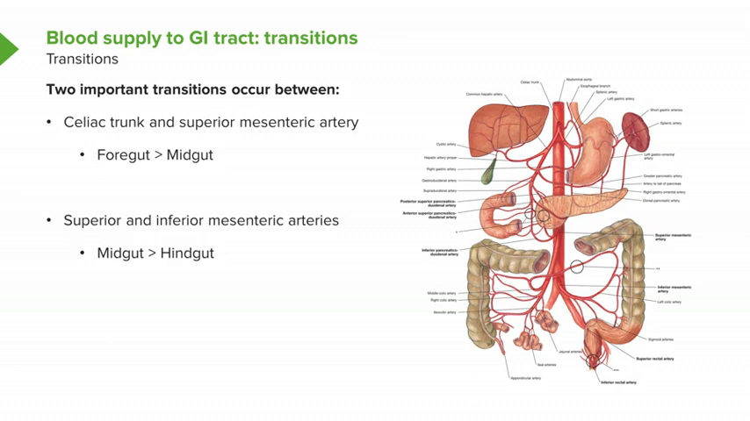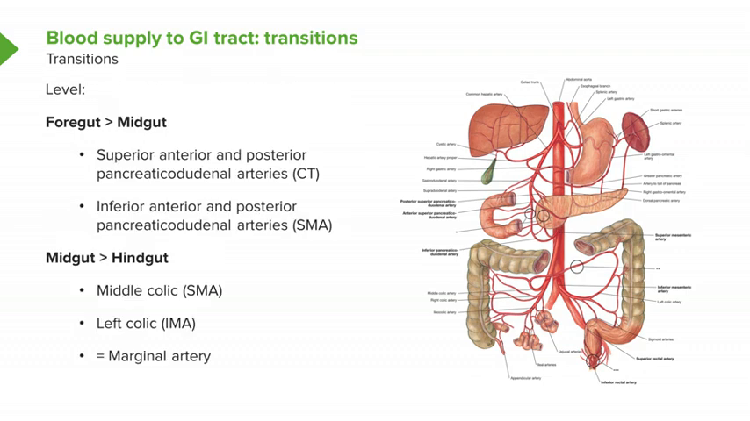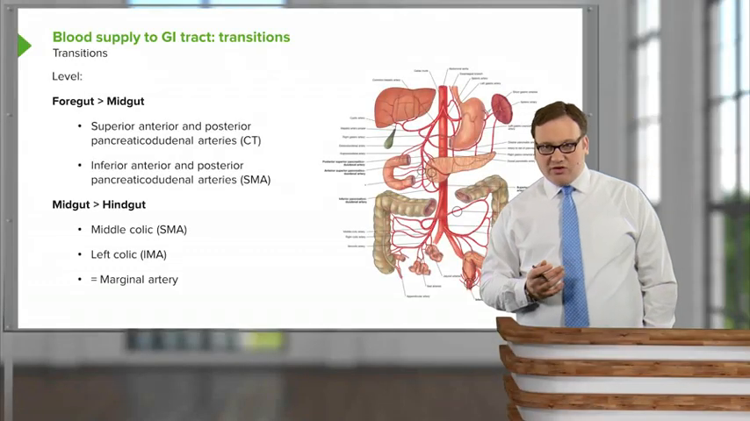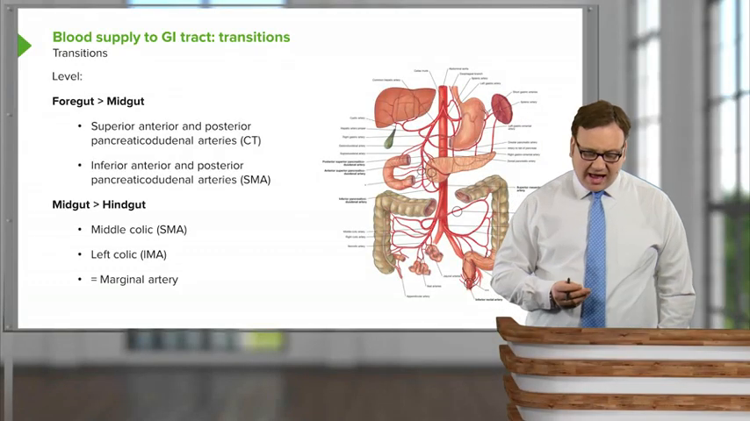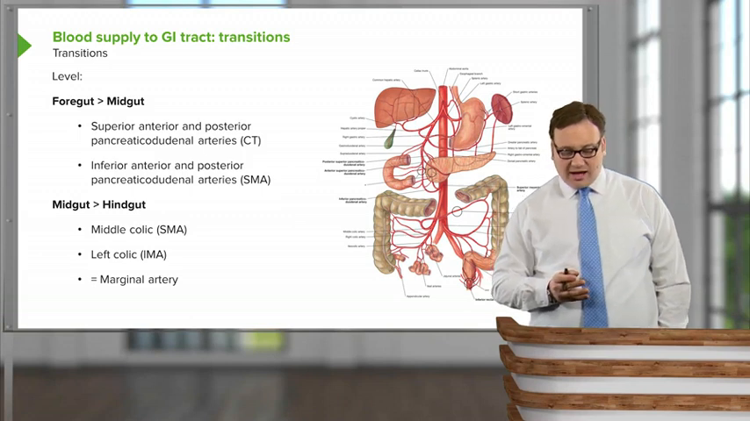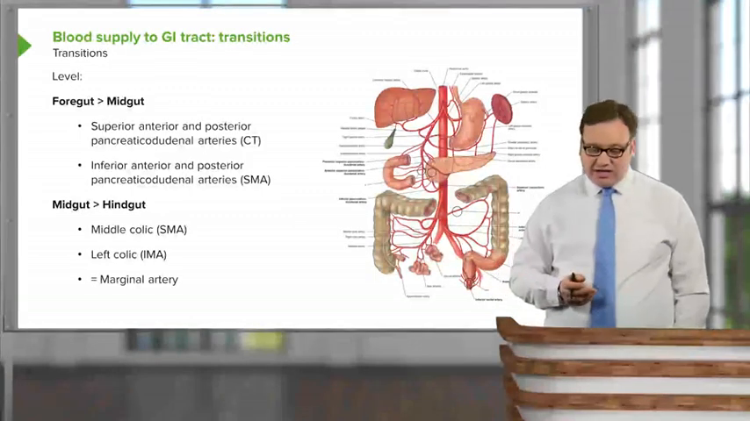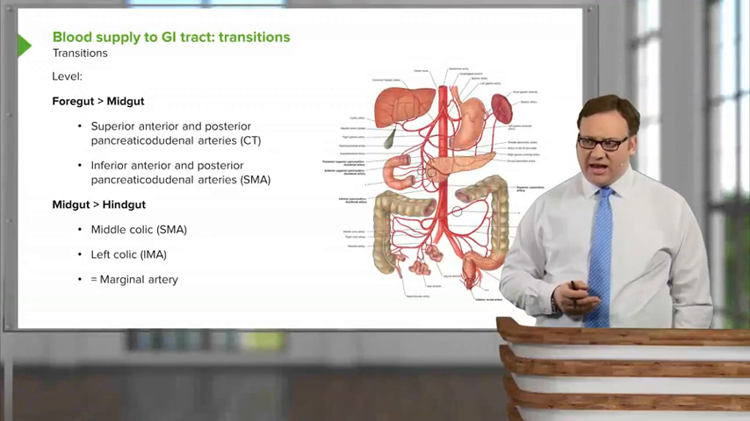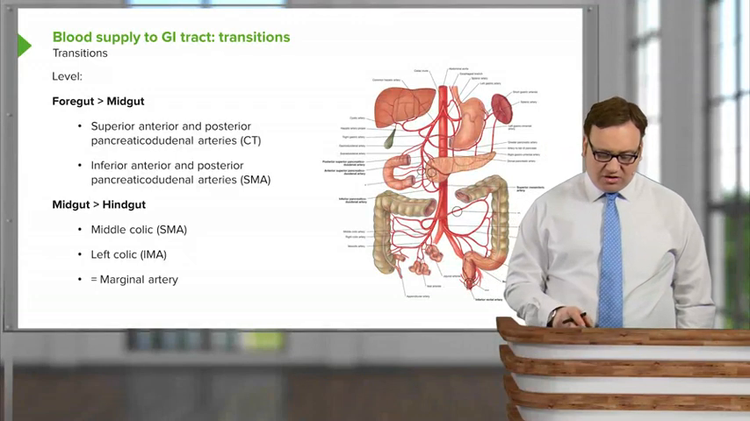These two important transitions: between the foregut and the midgut, and between the midgut and the hindgut. And we can see that these can happen in a number of places: the superior and inferior pancreaticoduodenal arteries, and the middle colic and left colic forming the marginal artery. And these are really quite important in maintaining a sufficient blood supply to the GI tract.